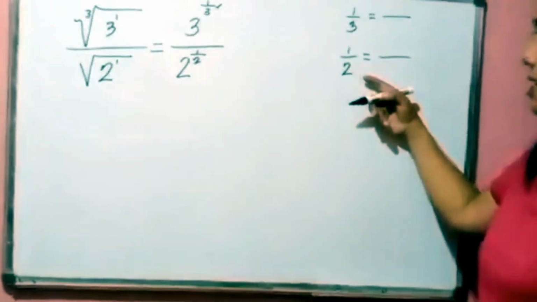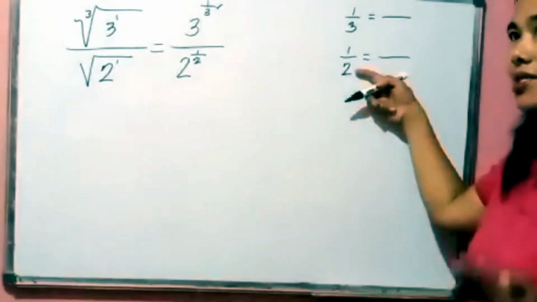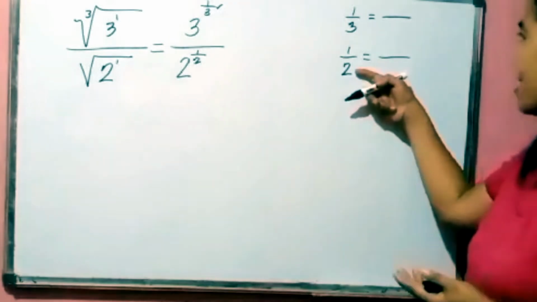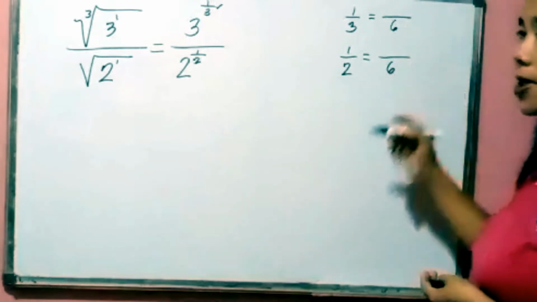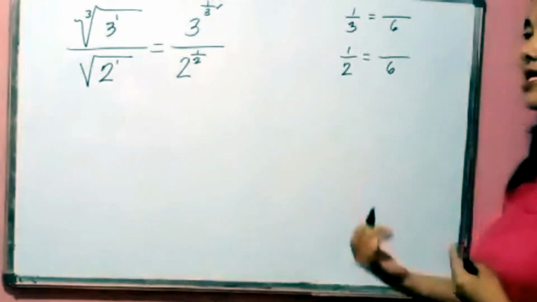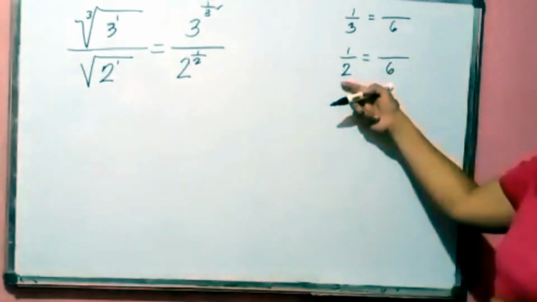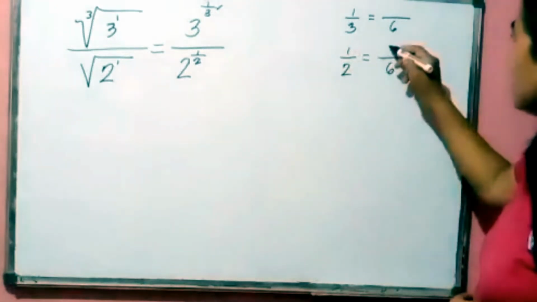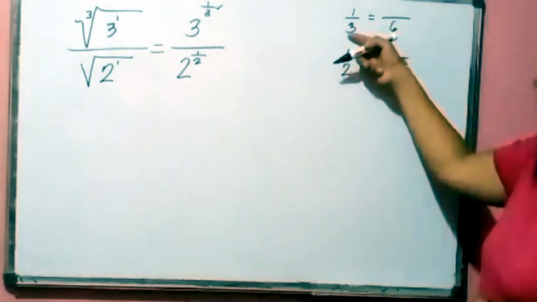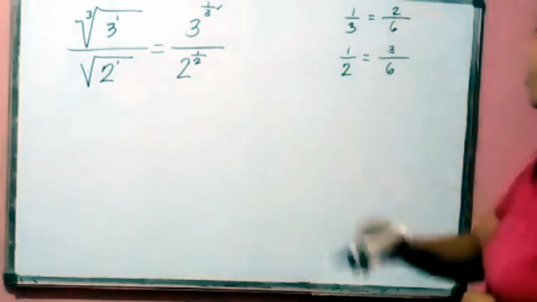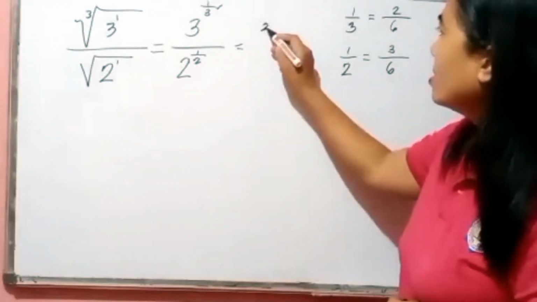The GCF. So, for 3 and 2, wala namang common sa kanila. Pwede lang natin sila multiply sa 3. So, 3 times 2, that's 6. Okay. Pero pag may common, iba yung process. Finding GCF yun. Okay? So, 6 divided by 2 is 3 times 1. So, that's 3. 6 divided by 3 is 2 times 1. So, that's 2. Okay? Ito na yung magiging exponents mo na bago.